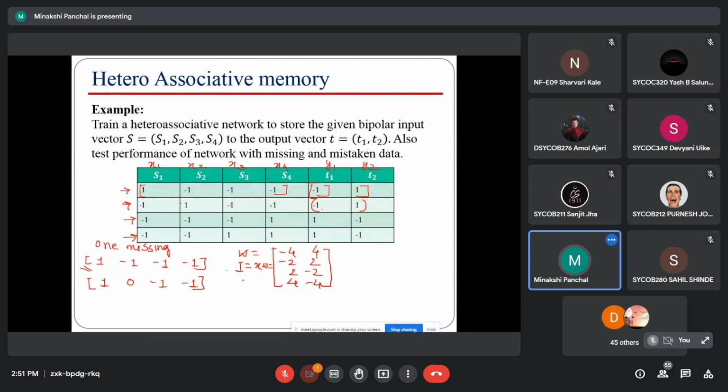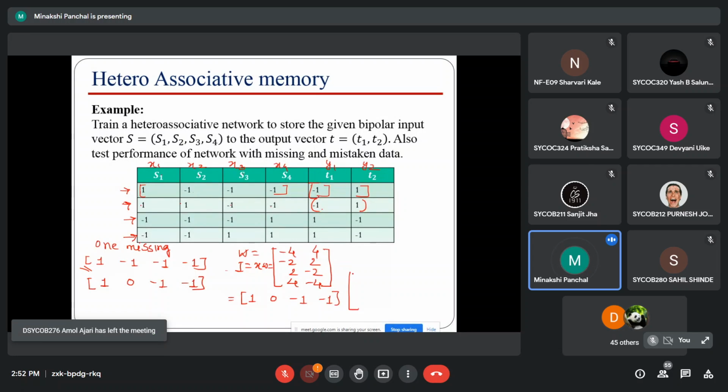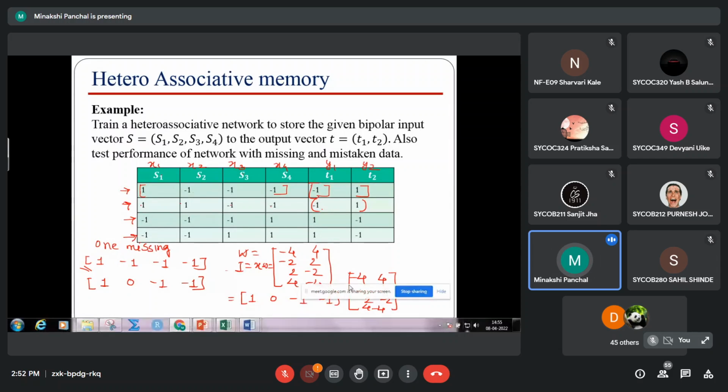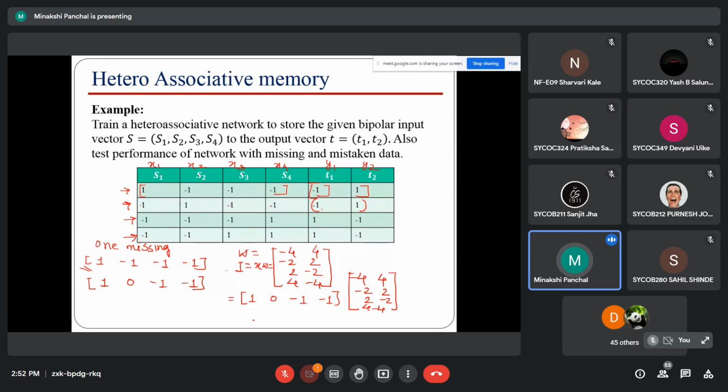So let us try this. To find out x into w, x equals 1 0 -1 -1 into w. तो ये w है -4 4, -2 2, 2 -2, 4 -4. If we are finding the product of this, can you tell me what is the product? First row, first column. So 1 into -4 is -4, this is 0, then -2 and -4. So can you tell me what is the final value?